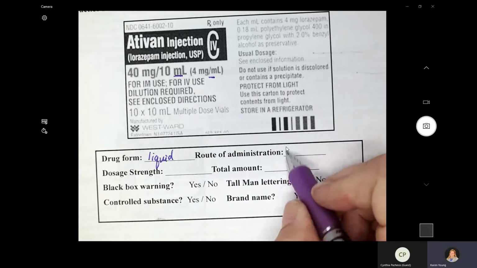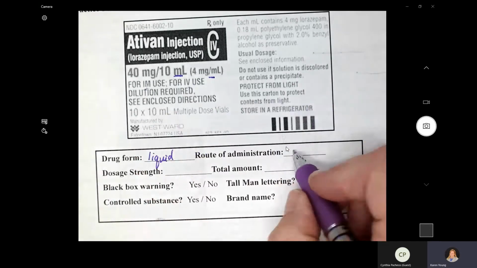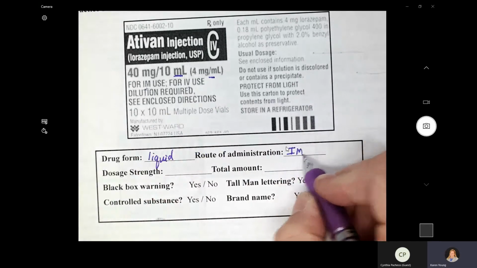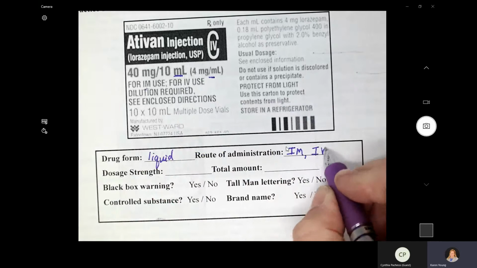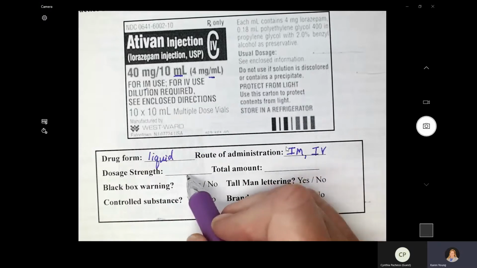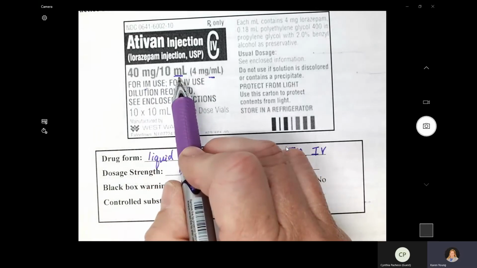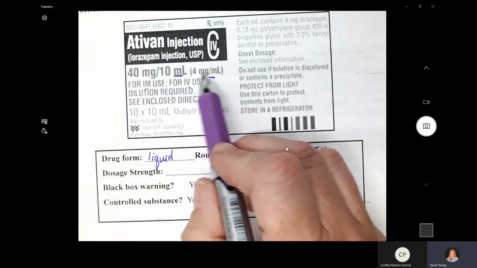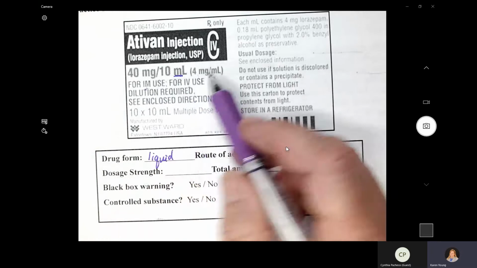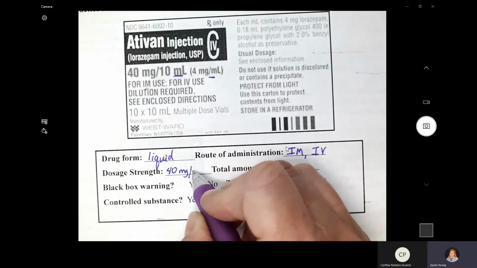So our route is the IM or IV. We don't want to just say injection. We want to be specific on what type of injection we can give. For my dosage strength, I can use the 40 milligrams per 10 milliliters, or I can use the 4 milligrams per milliliter because they're equivalent. So this is just wherever you want to go. You can put them both down.